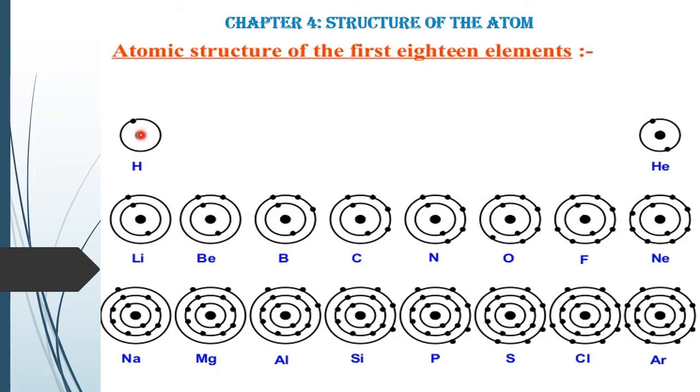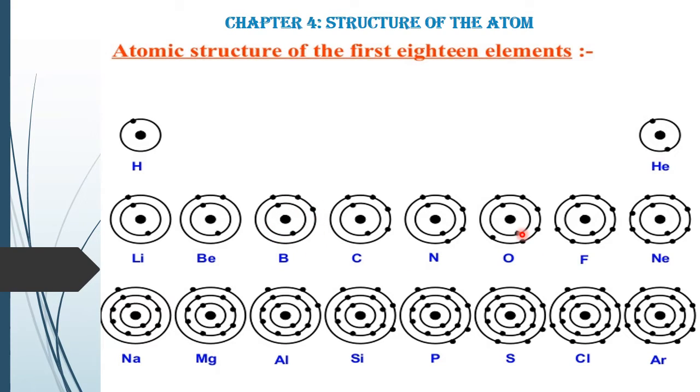So hydrogen: atomic number 1, number of electrons 1. Helium: atomic number 2, number of electrons 2. Lithium: atomic number 3. The first shell has 2 electrons, it is full, so the third electron is put in the second shell, the L shell. Same way, boron: 2 electrons in the first shell, second shell has 3 electrons, total 5, atomic number is 5.